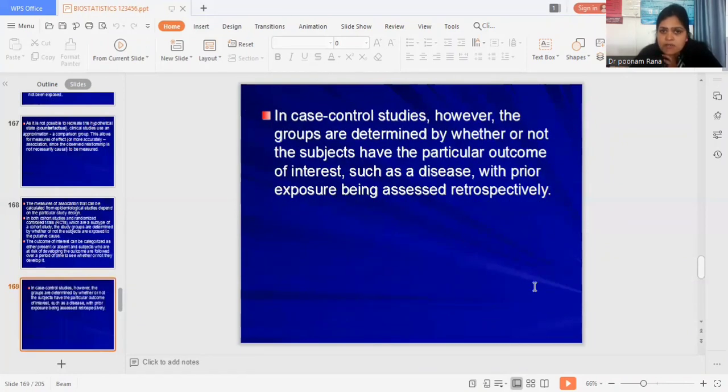In a case control study, however, the groups are determined by whether or not the subjects have a particular outcome of interest, such as a disease, with a prior exposure being assessed retrospectively.